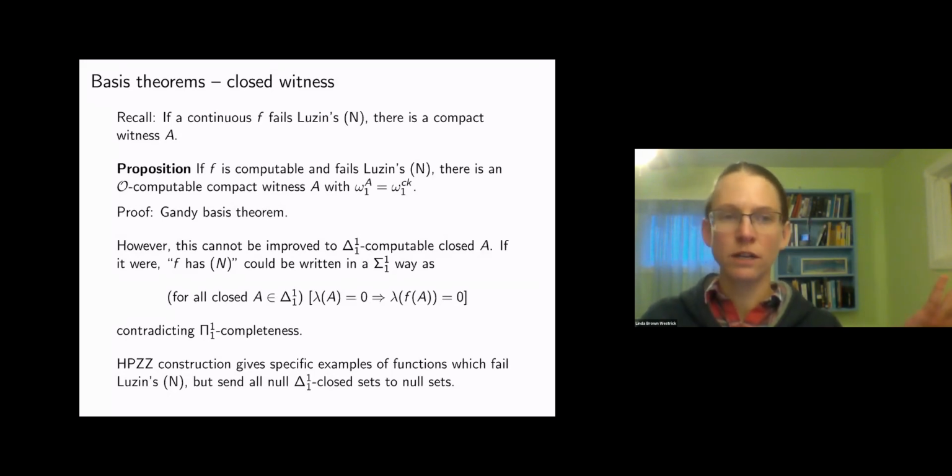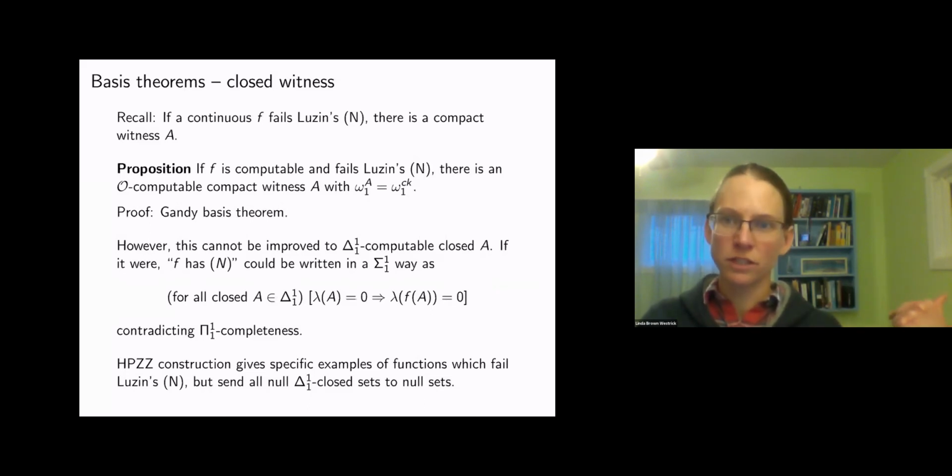And the reason is because, once again, if you're just considering closed sets, then observing, oh, here is an example of a closed set which has measure 0 but maps to something whose measure is non-zero, that's an arithmetic observation. So that means that if a function fails Luzin's N, then the collection of closed witnesses to that failure is Sigma^1_1, and you can just use the Gandy basis theorem in order to find some particular example of a closed set.